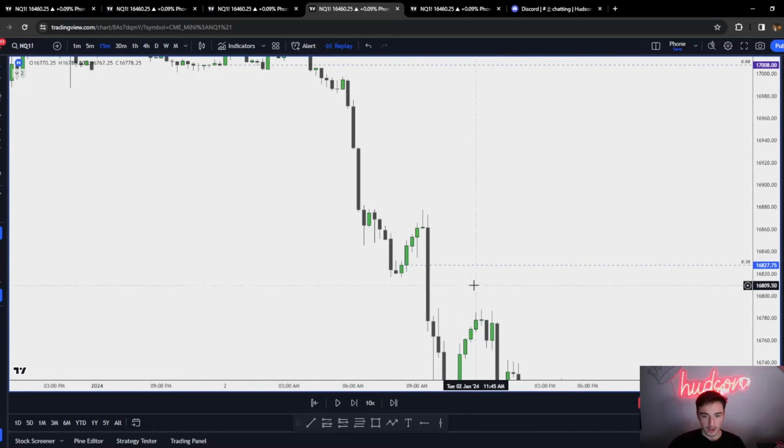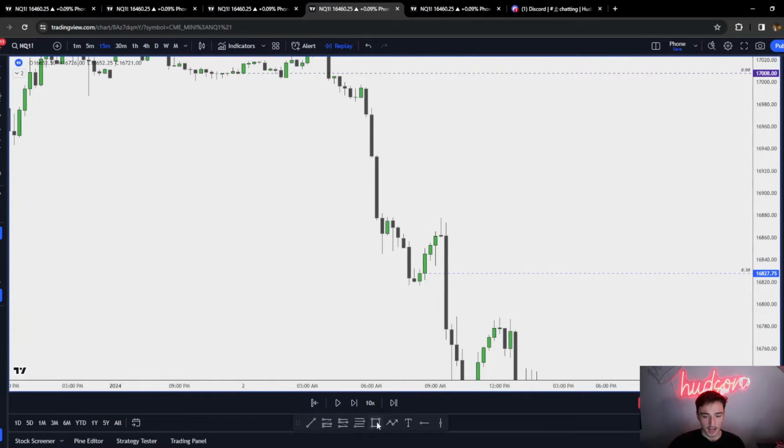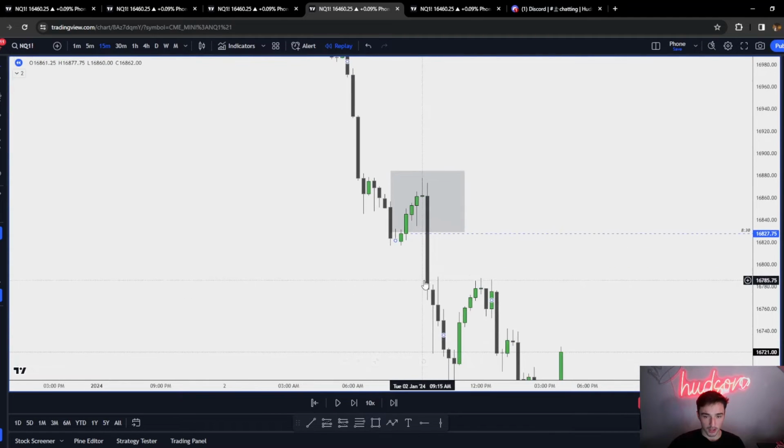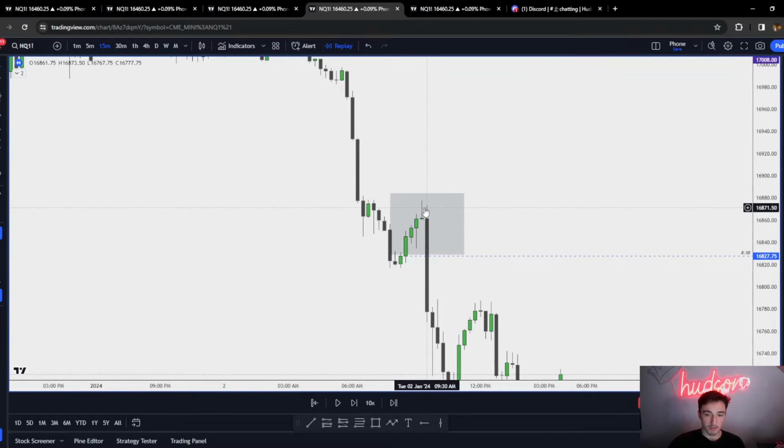Right here you have 8:30 open. You get your deviation higher through here. Up through here you get a move higher, and then you get a sharp rejection lower. So right here would be your premium sell.